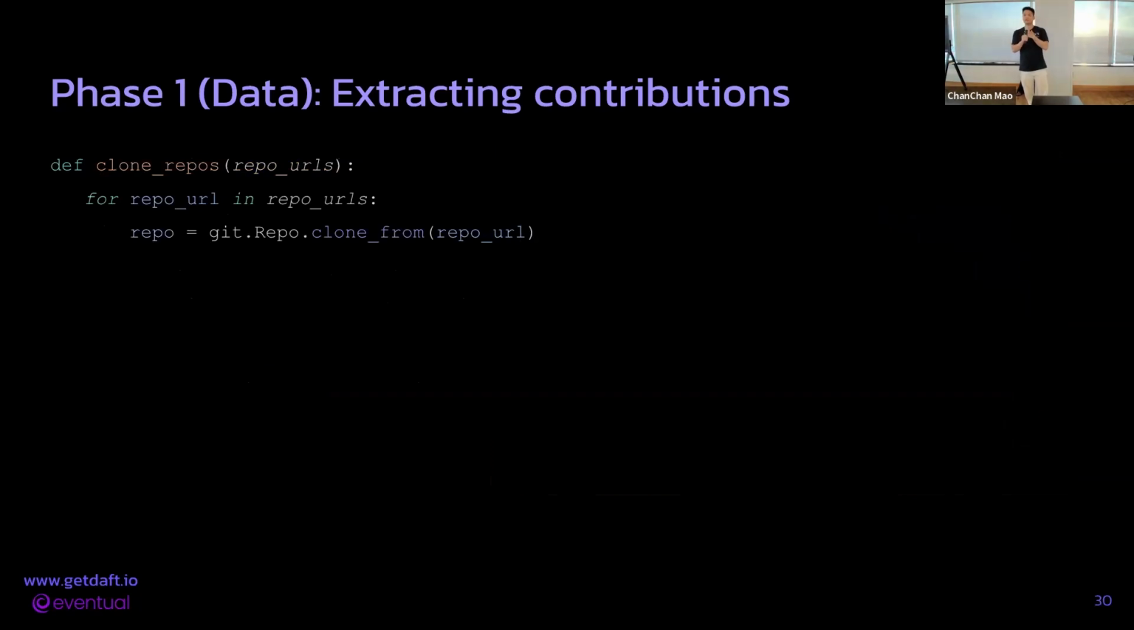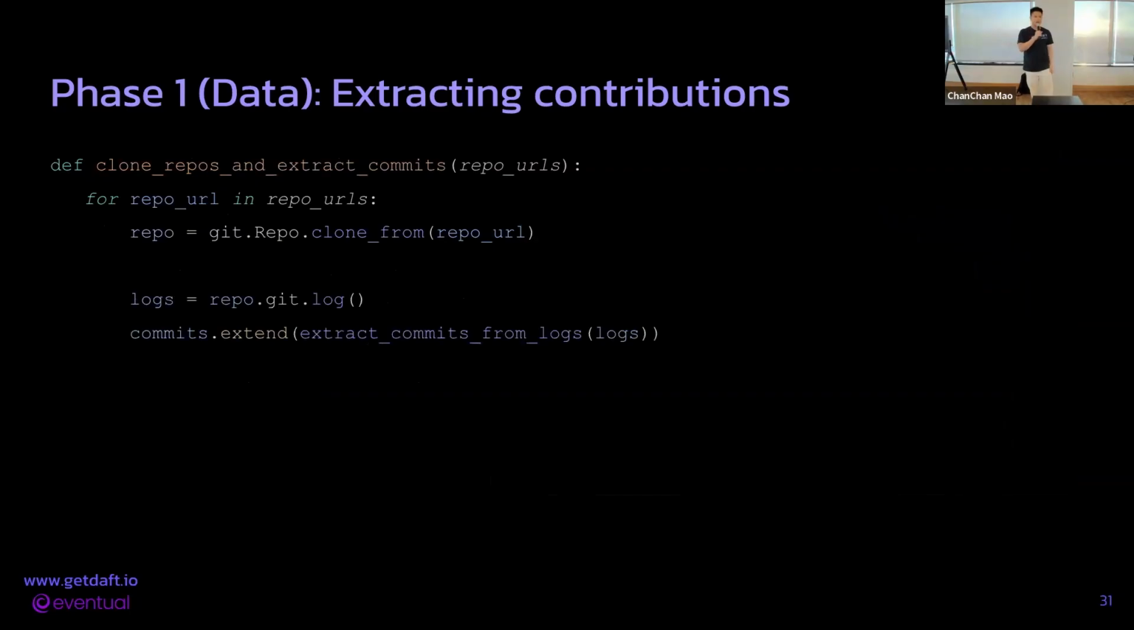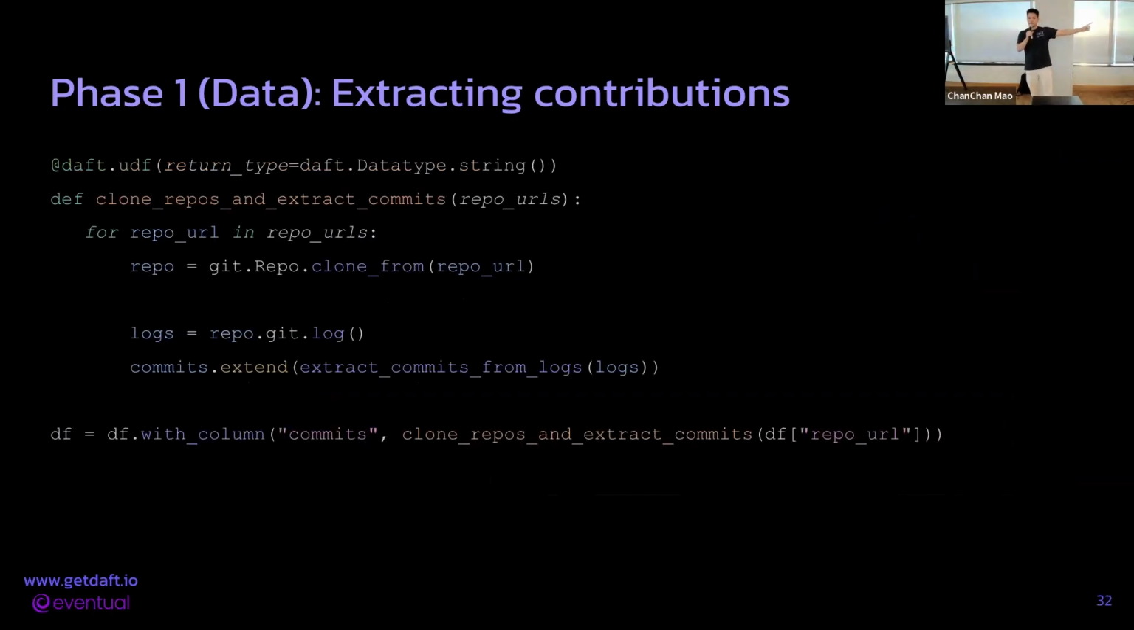So here's what we did. Remember, Daft can run arbitrary Python code on our data frame. So we thought, you know what, let's just clone the repo. All right, we'll clone the repo. We'll do a git log on it. We get a whole list of all these logs and these commits from every single repo. We're going to write our own parsing code to extract all the commits, and then we're going to put that with Daft, and then we're going to export the results somewhere.